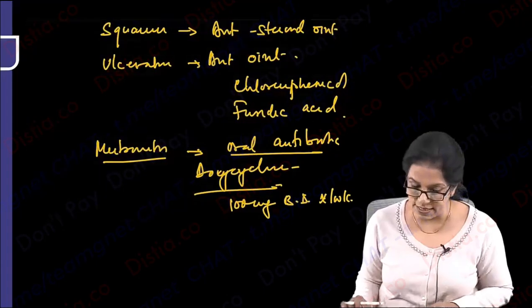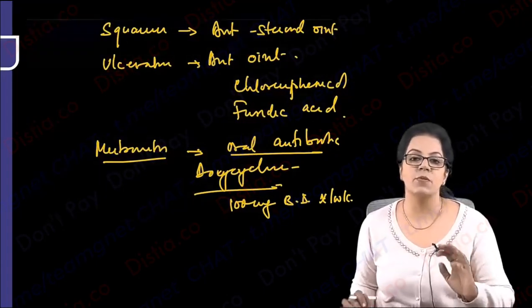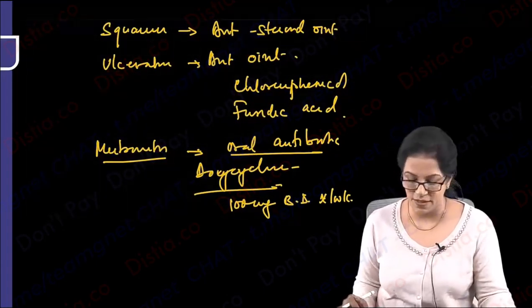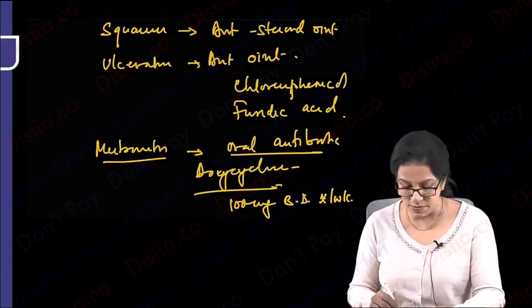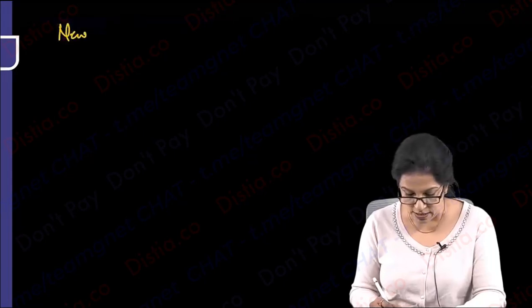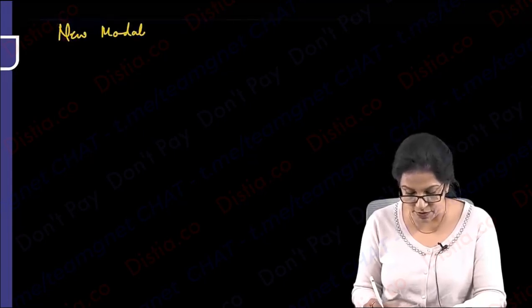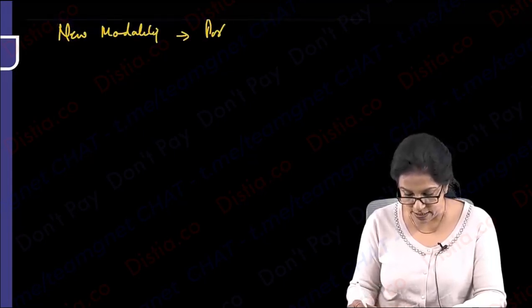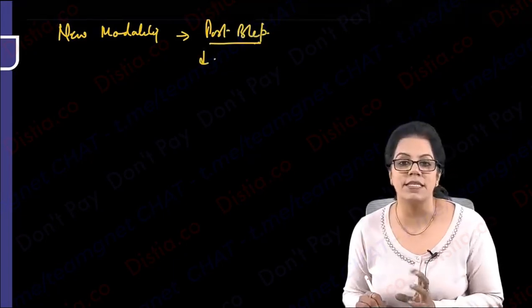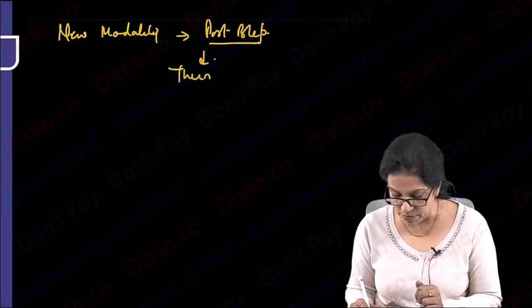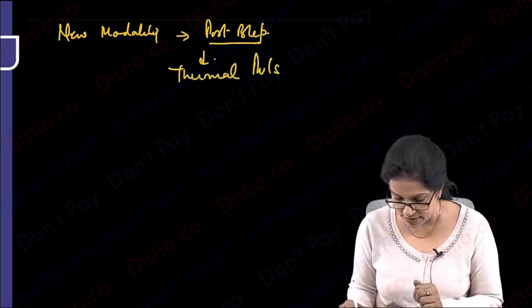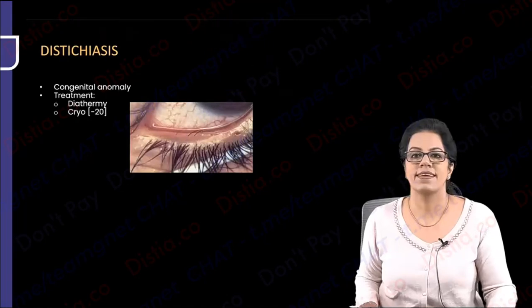Then we talk about dry eye. Of course, I will give lubricating eye drops. I am not writing that. And a newer modality of treatment, if you need to mention here, is mainly for your posterior blepharitis, where I can give thermal pulsations to help express this lipid out. Thermal pulsations. Just remember this.